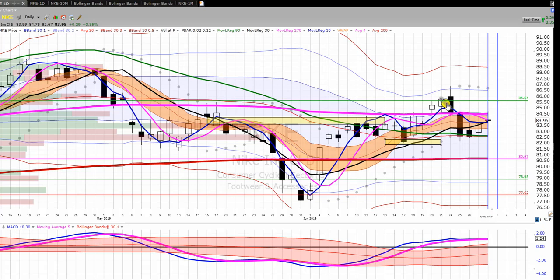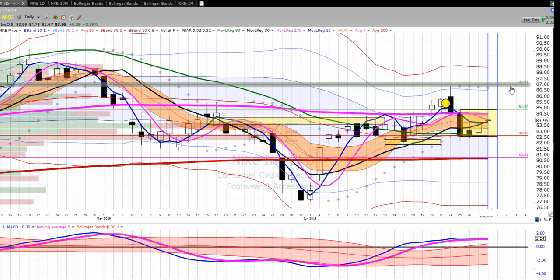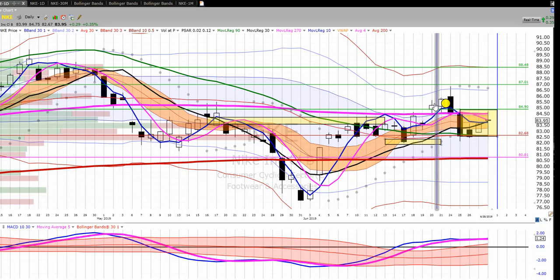Nike, missed the entry. Don't really like anything about this, but that doesn't stop us. There's our target. Upside target where I would add is above this, the highest point of the PSAR, and then probably at the peak of the dragon up here. So that's our trade frame there.